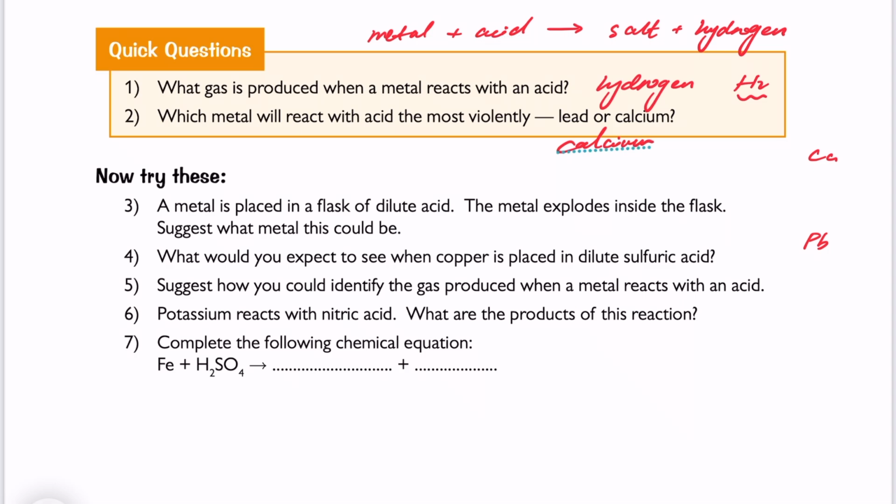And then let's keep going to question 3. A metal is placed in a flask of dilute acid. A metal explodes inside the flask. Okay, the fact that there is an explosion indicates the reaction is really vigorous. Could you suggest what metal this could be? In order to have a very vigorous reaction, I need a very reactive metal. And when you think about the group 1 alkali metals, they are super reactive. In this case, I'm going to pick potassium.